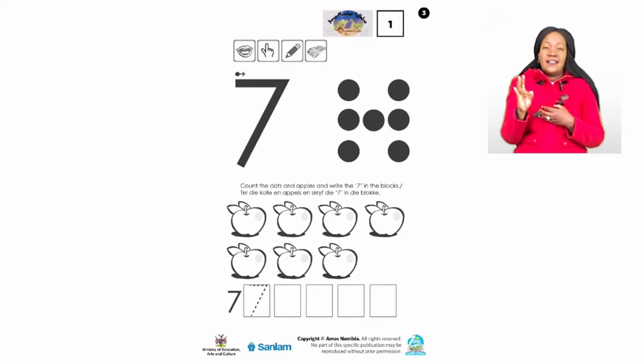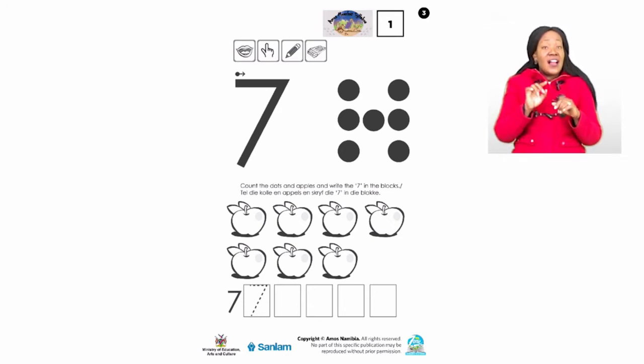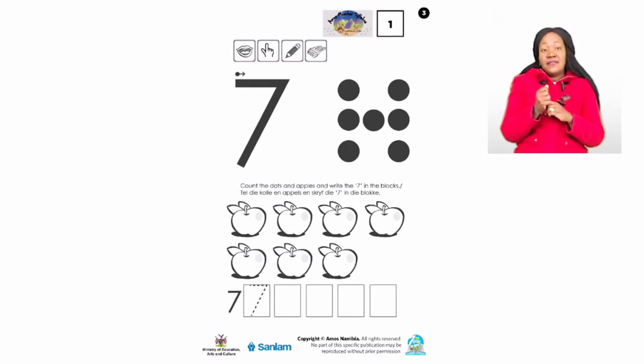Now, do you remember how we have to form number 7? Across the sky, down from heaven. That's how we form number 7. Now, the instruction on page 3 tells us that you have to count the dots and apples and write the 7 in the blocks provided at the bottom of the page. Shall we do that?